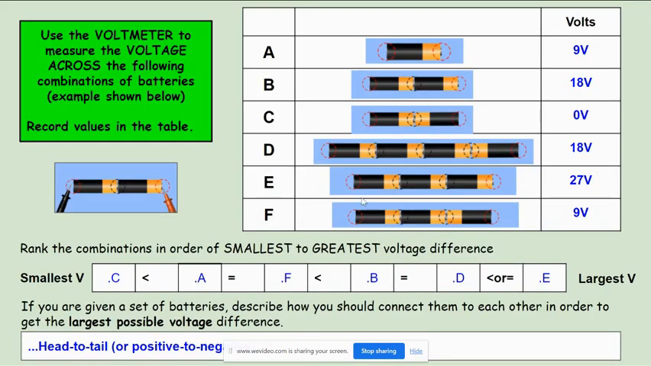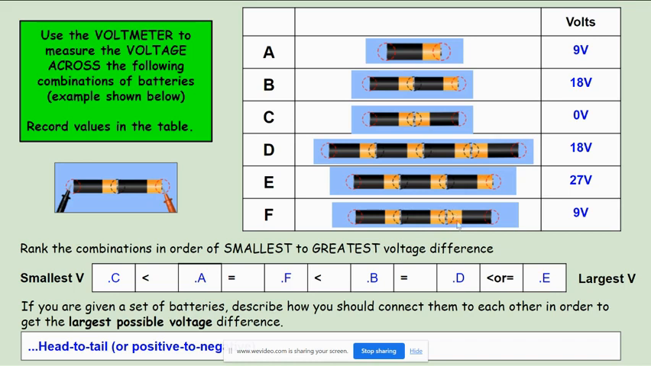The last slide here is just about different ways of connecting the batteries. You have to pay very close attention to head to tail. There are a few of these where they get mixed up. See, case D, you see how those last 2 batteries are head to head? So these last 2 batteries cancel each other out, and all you're left with is the first 2 batteries, which brings you back to 18 volts. So you just have to pay attention to that.